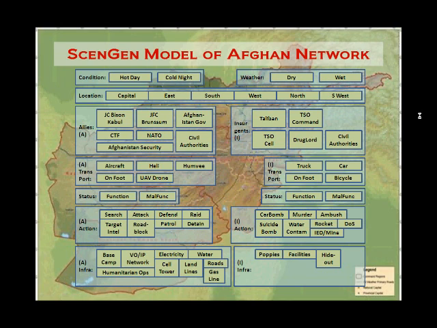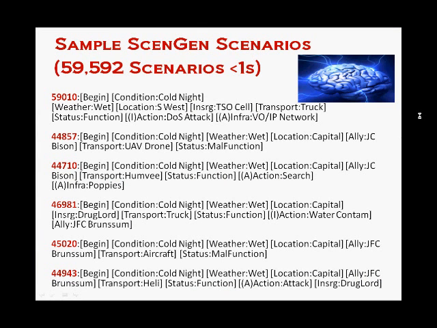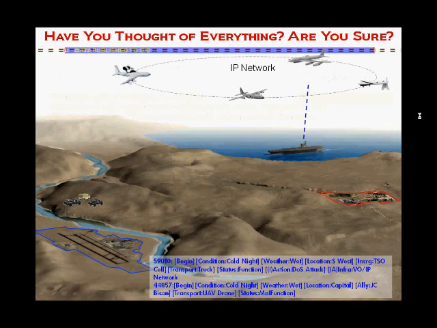By breaking down the key variables and their interrelationships into a relatively simple model, in less than 1 second, ScenGen generated almost 60,000 possible scenarios of everything that could happen. Everyone who attacked everyone else, using different mission tactics and transportation methods on different infrastructure elements during different times of day and under different kinds of weather conditions. We chose to illustrate a few of the ScenGen scenarios that looked interesting.